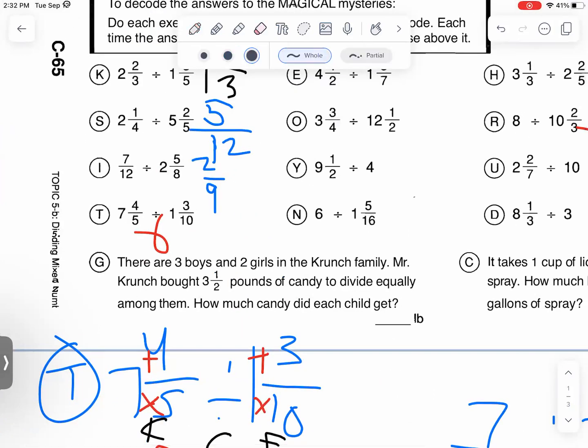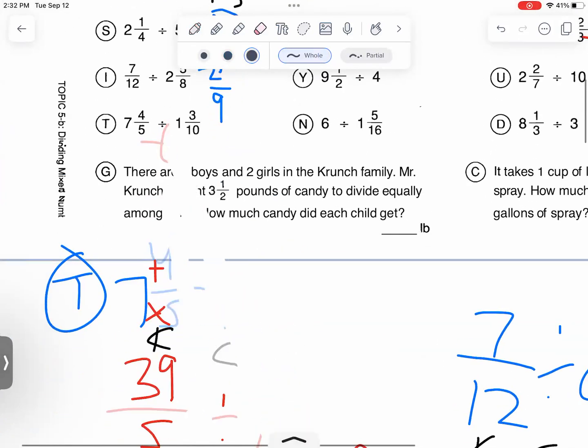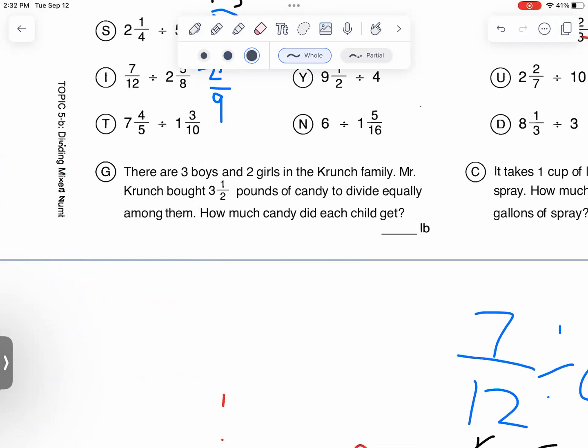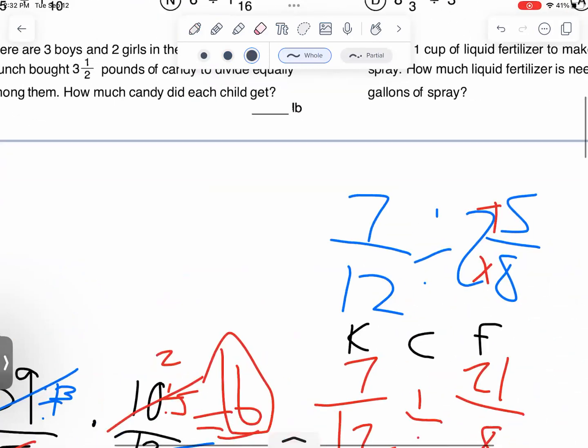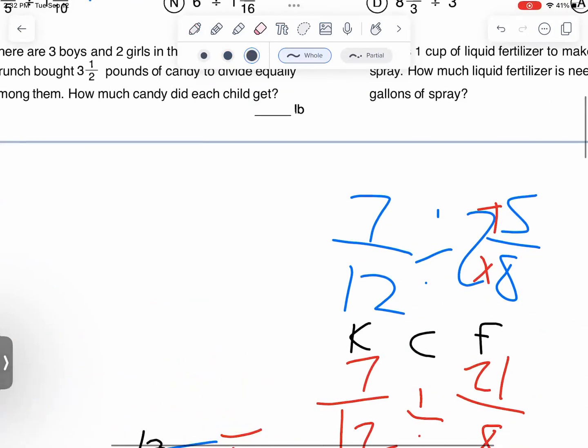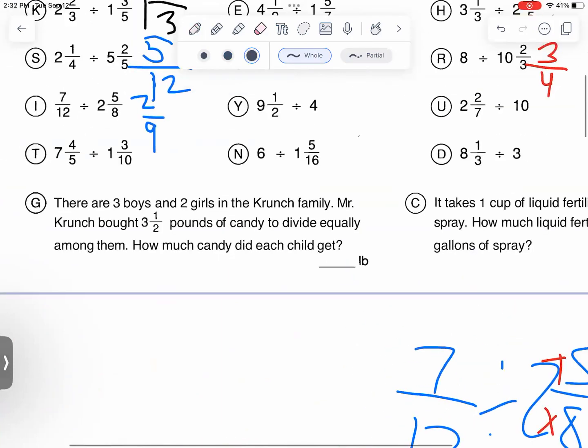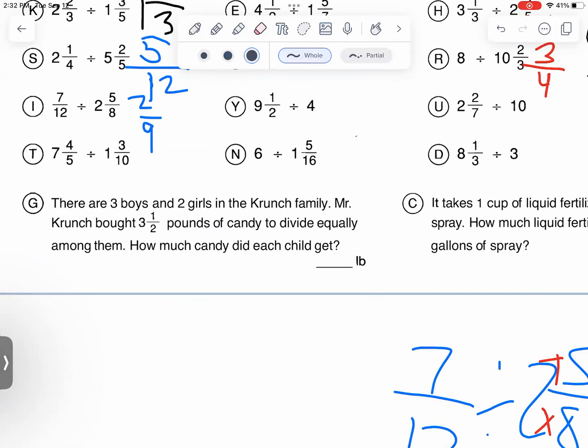All right, let's do one more on this video. This one's going to take me a while to go over, so I might split it into 3 videos just so it's not so big and long. All right, 3 boys and 2 girls in the Crunch family. Mr. Crunch bought 3.5 pounds of candy divided equally among them. So you need to make sure you're dividing the candy, not the children. That would be really bad. We don't want to divide children. We want to divide candy.